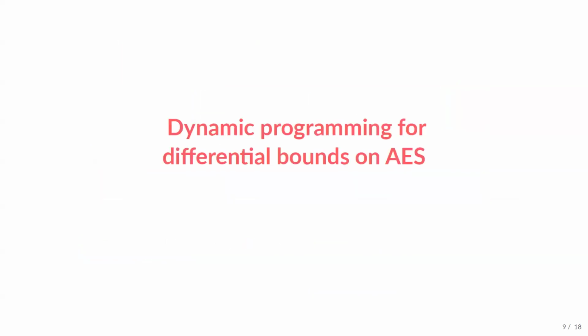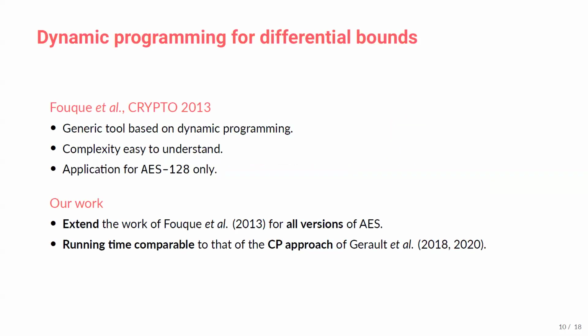So now I can explain our algorithm. The starting point of our work was the work of Fook and his co-authors, but their algorithm was only applicable to AES 128, and the main limitation was the memory complexity. So in our work, we extended this algorithm for all the versions of the AES, and we were able to obtain a running time that is comparable to that of the constraint programming approach.